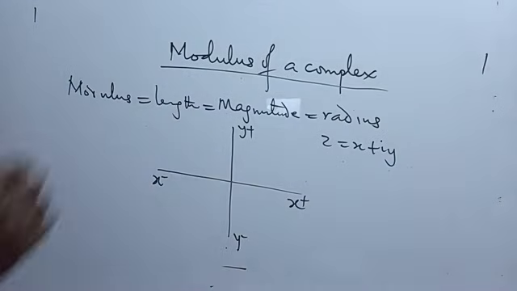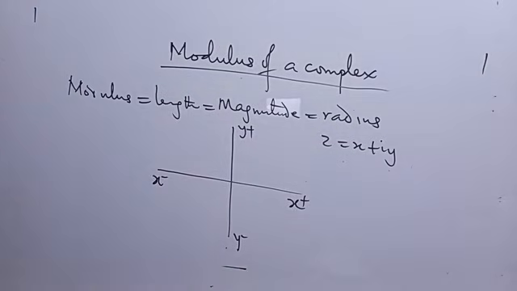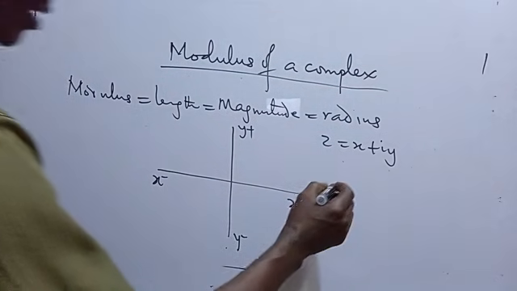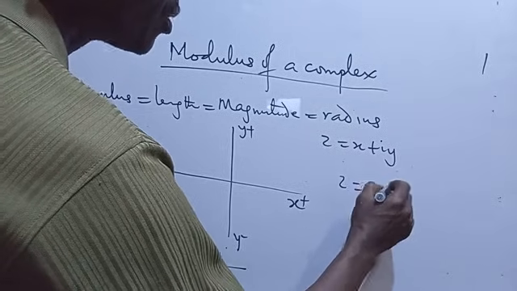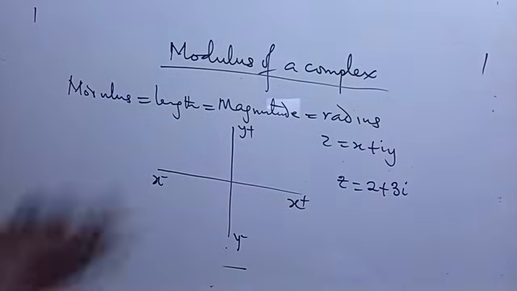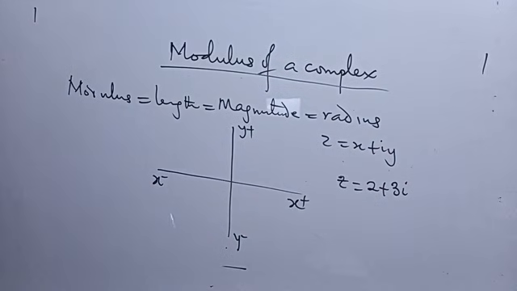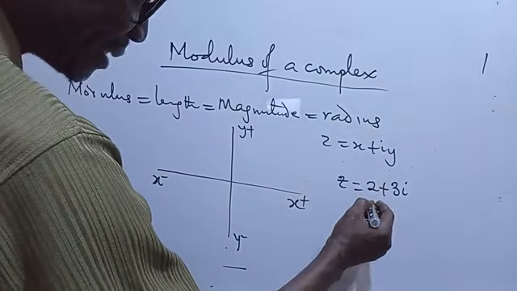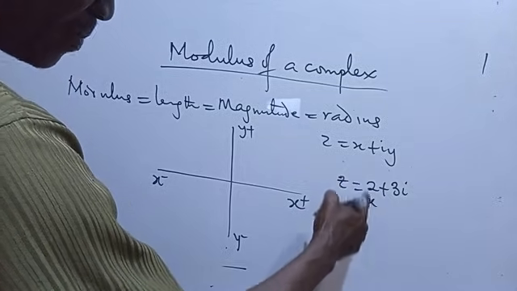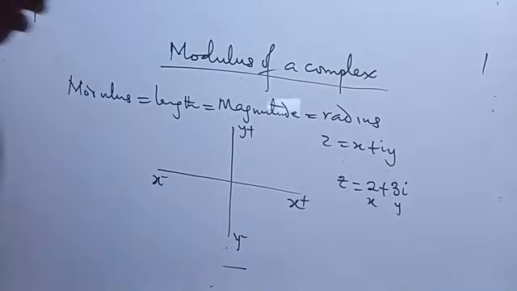So now, if I want to represent a complex number on the Argand plane, suppose we are asked to represent z equals 2 plus 3i. Now compare this z equals 2 plus 3i with z equals x plus iy. You see that the real part is x equals 2. Comparing this, y is the imaginary part.